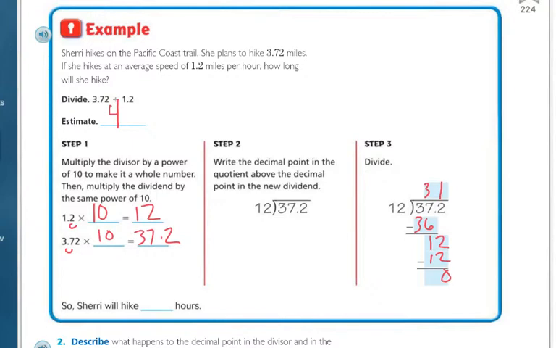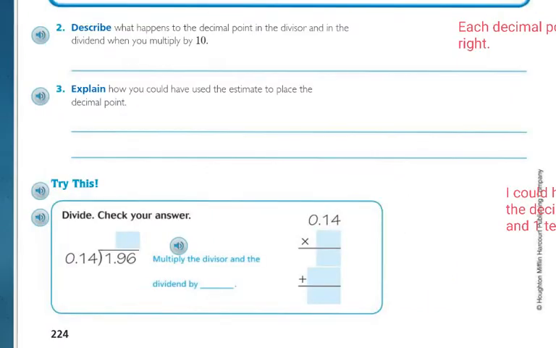Now the one thing I got to make sure I do is my decimal. See, my decimal is right there. So my decimal is going to go right above, exactly where it is in the spot. So my answer is going to be 3.1 hours.